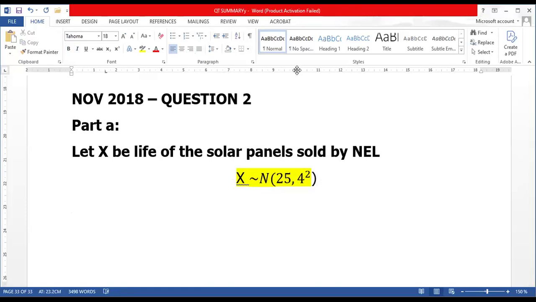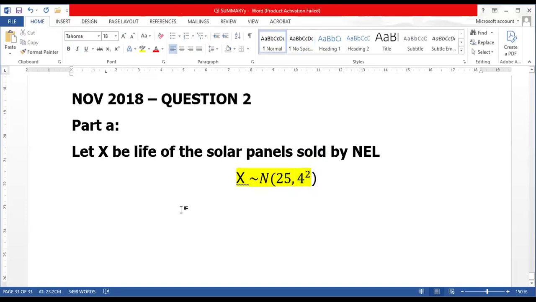Next time you may find that the question is not like the one given in the number, but is given in this form: mean is 25, standard deviation is 4, variance is 4 squared.